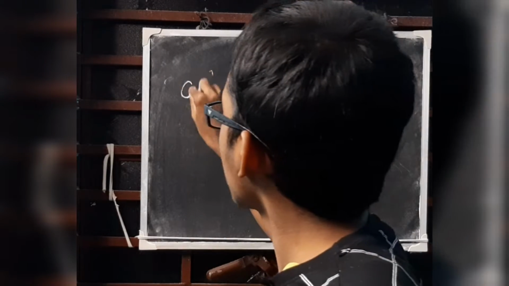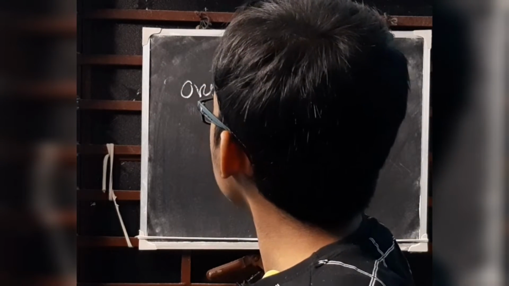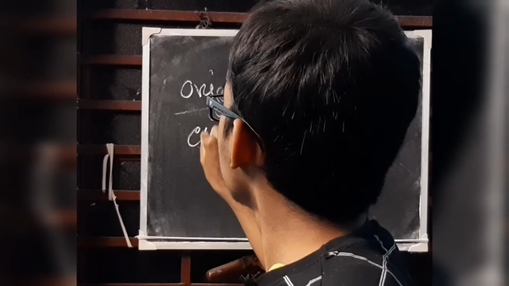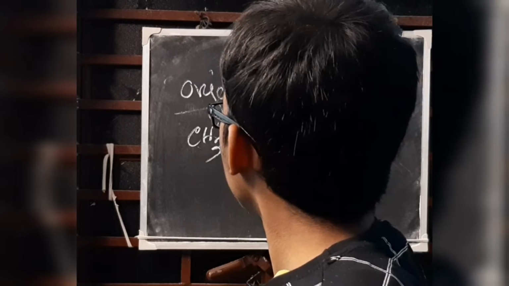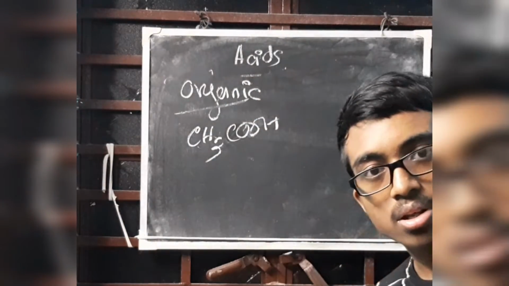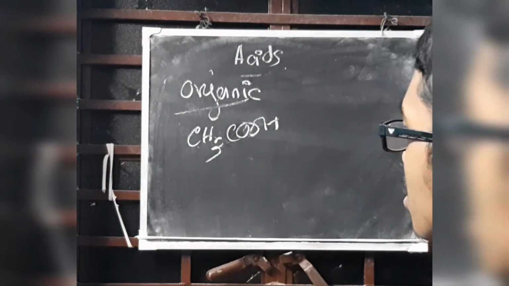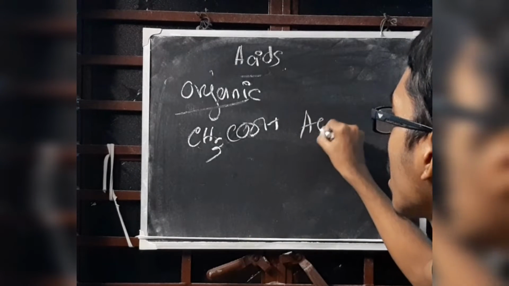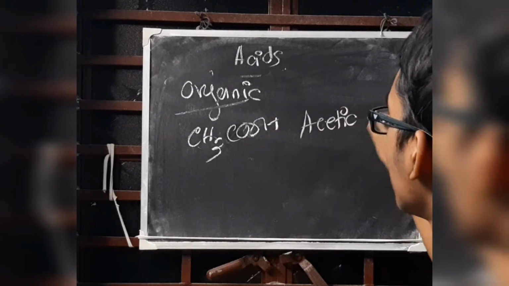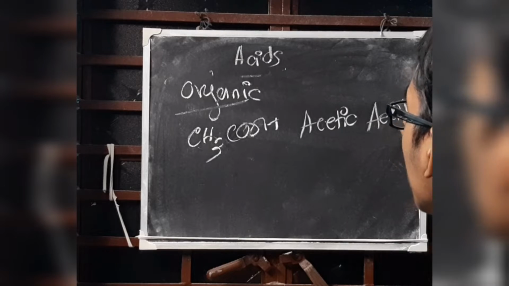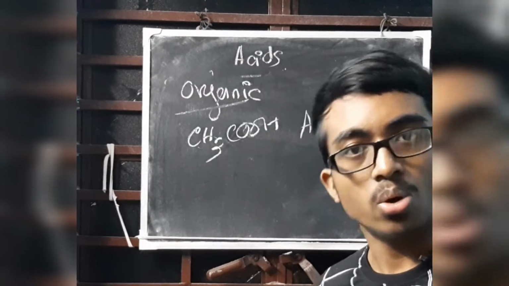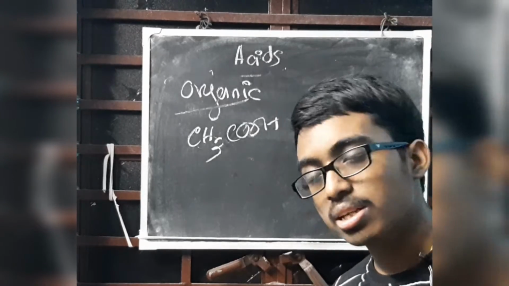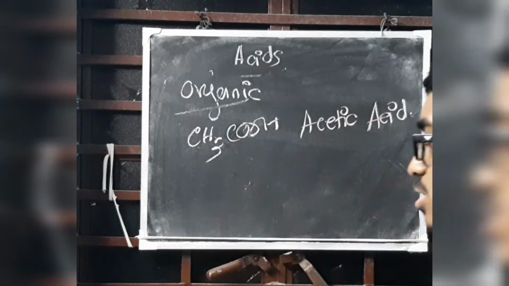Organic acid example, you can write CH3COOH. This you already know. It will dissociate into the acetate ion. So this is a weak acid. What is this acid called? This acid is called acetic acid. If you go by IUPAC, then it is ethanoic acid. Here it is acetic acid.